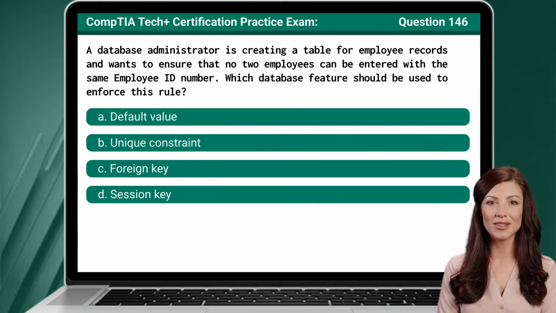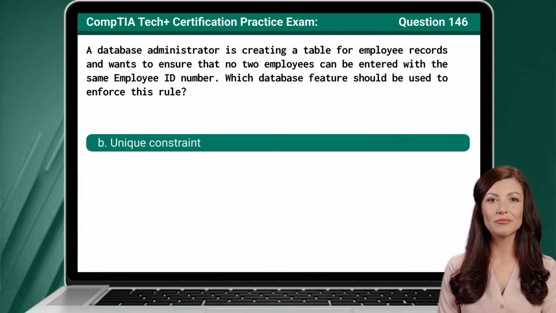Question 146. A database administrator is creating a table for employee records and wants to ensure that no two employees can be entered with the same employee ID number. Which database feature should be used to enforce this rule? The answer is B. Unique constraint.